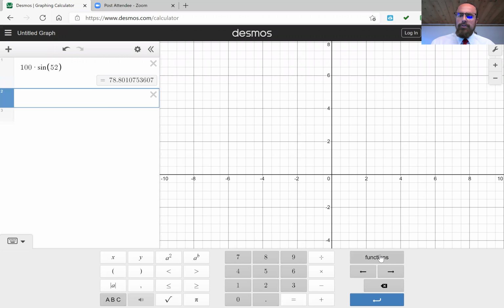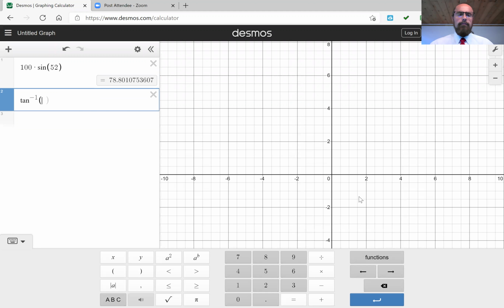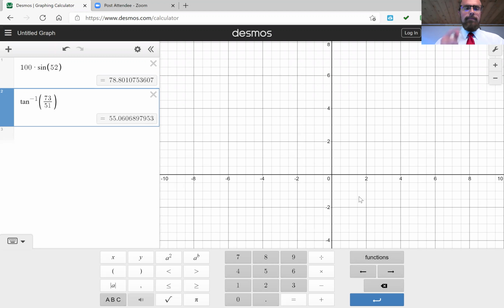On Desmos, the inverse tangent's also under the functions tab in this middle column. Those are my inverse ones. Select it and then type in my ratio, 73 divided by 51. And that gives me 55.0607 degrees.